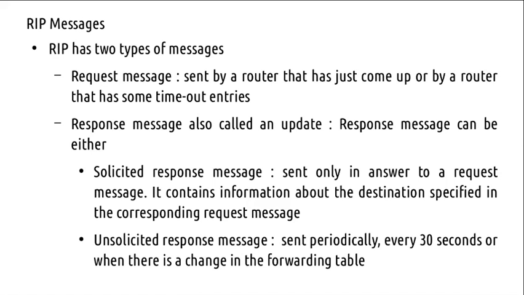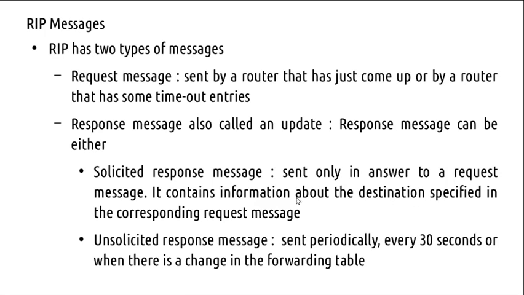So periodically, the routing tables are very dynamic, so the entries might have timed out. In that case, the router will try to gain updates about the network. That is a request message. It will seek updates from its neighbors. And the response message is sent out by the neighbors who receive this request message.